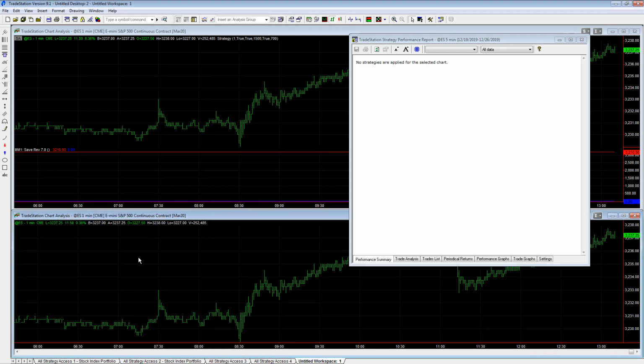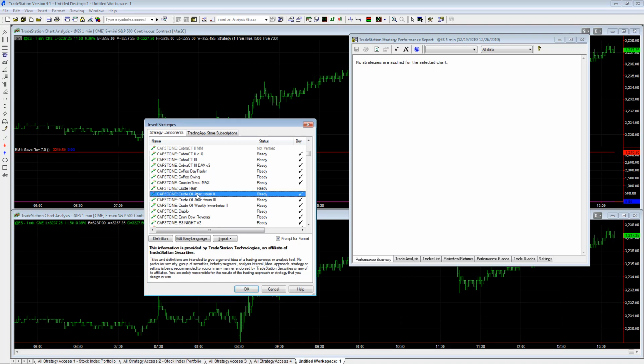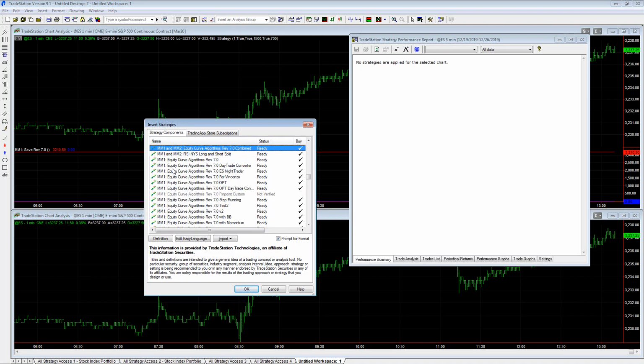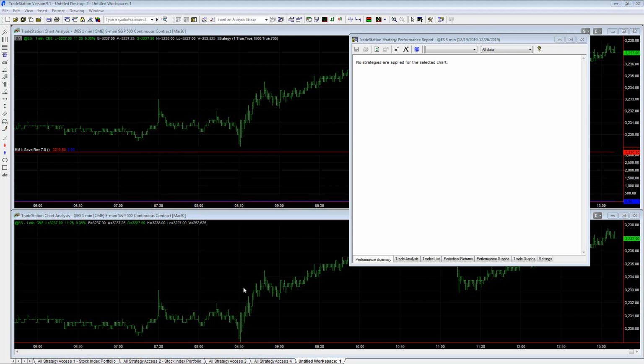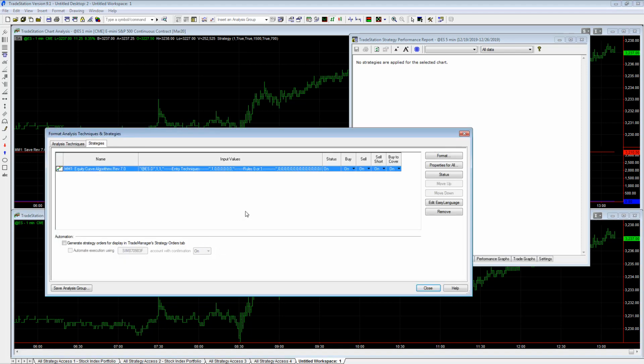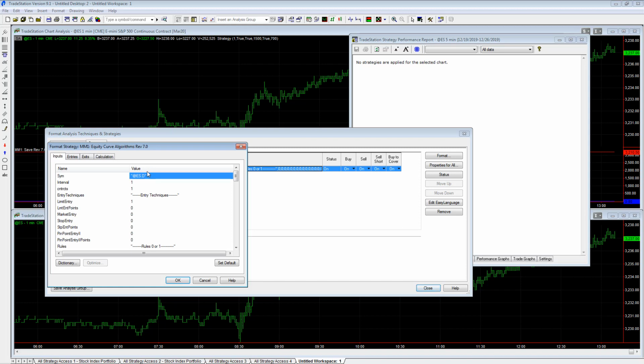So now we have the second chart set up, the chart that we want to place the money management algorithm in. So we insert strategy and we go to the money management algorithm. We have to match. We're using MM1 Save Rev 7.0, so we have to use the MM1 series. MM1 Equity Curve Algorithm Rev 7.0. Select OK. And you see here, this is @ES.D.